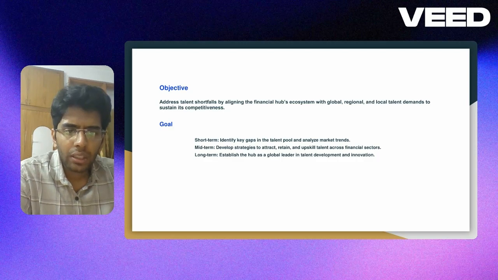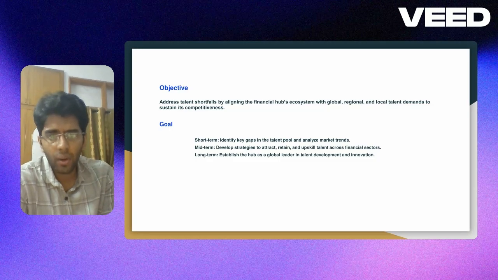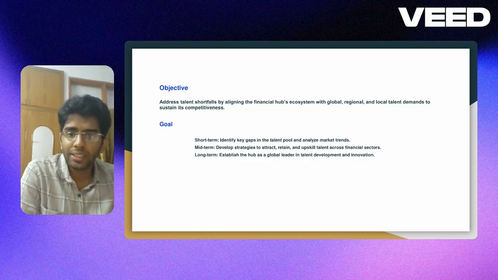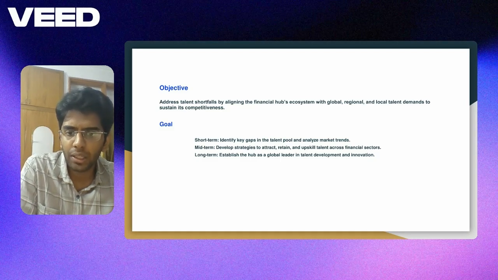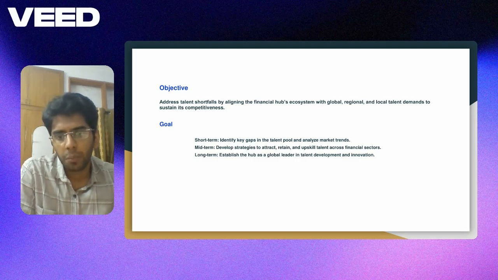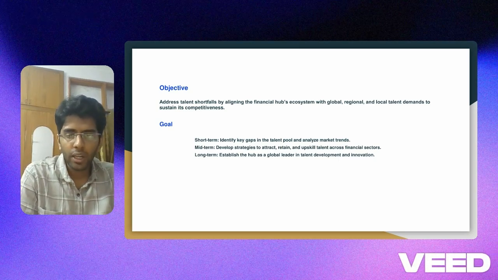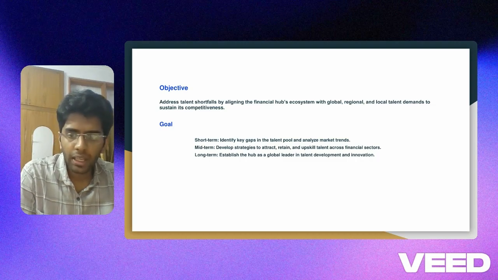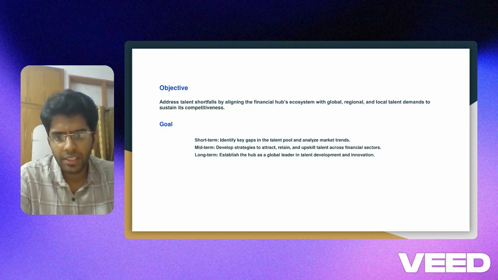So that is important. And the long term is how we can establish the hub as a global leader in talent development and innovation. Having said that, if we really want to fulfill this gap and achieve it on a sustainable path, it is very important that we make appropriate investment in the talent development sector: what are the gaps that currently need to be addressed, and how can we make those skills part of education programs. I think this problem is more of an education problem. If we want to solve it in a long-term way, focusing on the education side is very crucial. So I'll take that as a long-term goal.